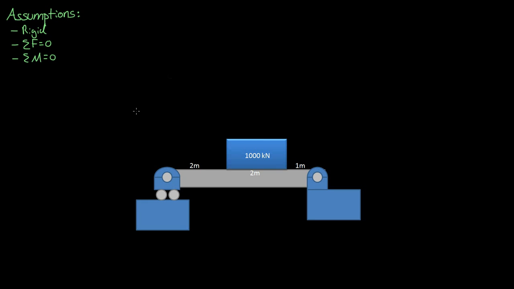Alright, in this video we will do shear and moment diagrams. But before we can really even get going, we need to find out the reactionary forces at A and B. So we have 1,000 kilonewtons and it's evenly distributed over 2 meters.